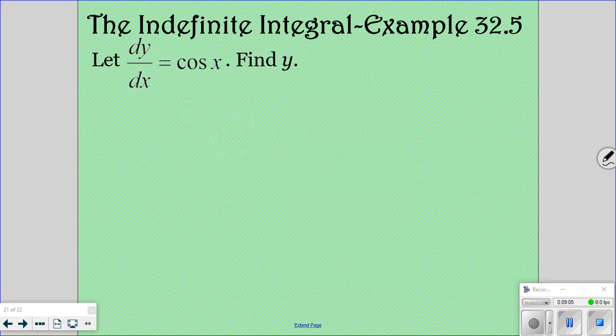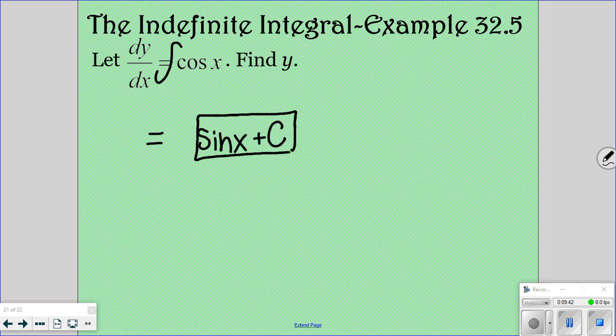Okay, so now we have another one. The derivative is cosine of x, and we want to find y. So they gave us the derivative, and we need to find the original function. Basically, we want to integrate the cosine of x. What do y'all think it might be? Sine and cosine go back and forth, so if you integrate cosine, you should get to sine. And the derivative of sine is cosine, so that is correct. And we put plus c and move on. Okay, so that's how those work.